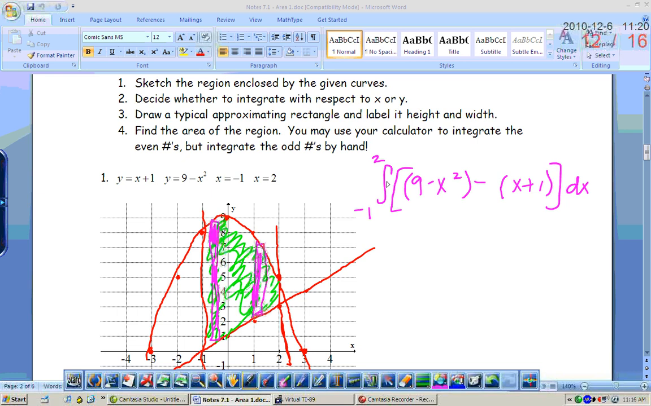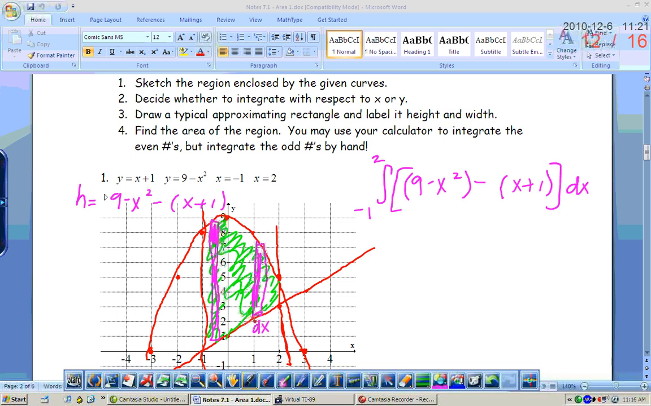By labeling the height and the width is dx, and then the height is the top curve minus the bottom curve. I'm okay if you just wait to do that over in your work. But if it helps you, then you could say that the height of the rectangle is 9 minus x squared minus (x plus 1). Okay.